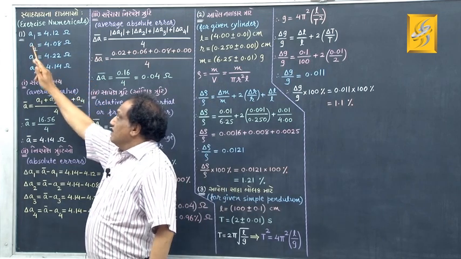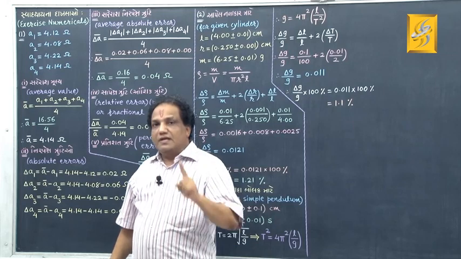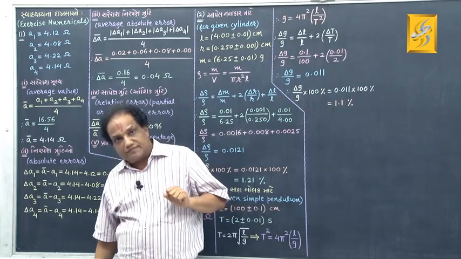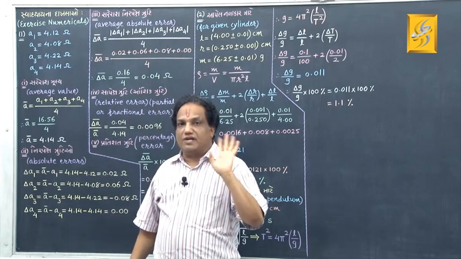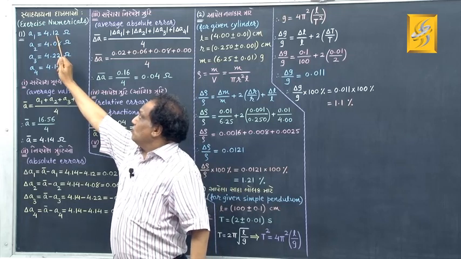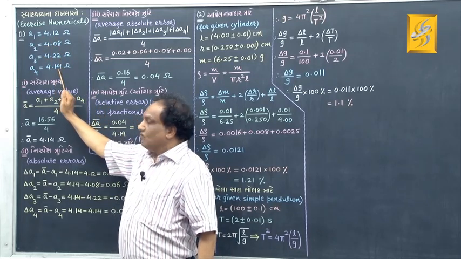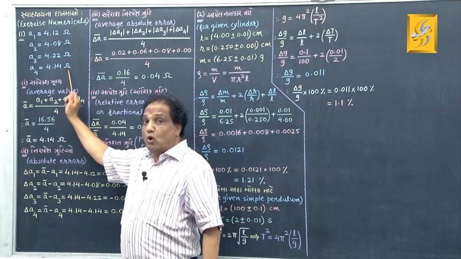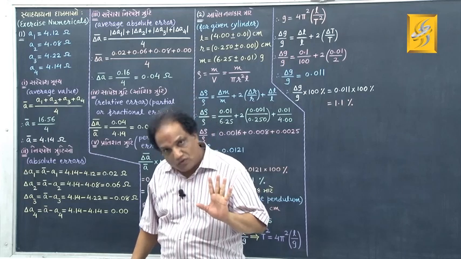Here we are given 4 measured values of electrical resistances, correct? Let us show them by symbols A1, A2, A3 and A4. They are respectively 4.12, 4.08, 4.22, 4.14, that many ohm. SI unit of electrical resistance is ohm, okay?